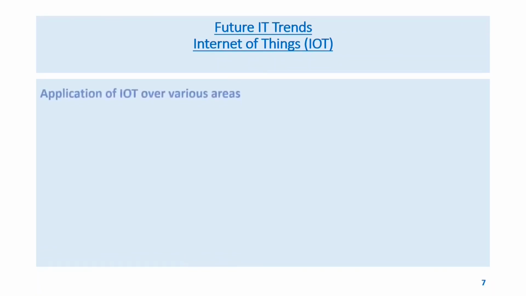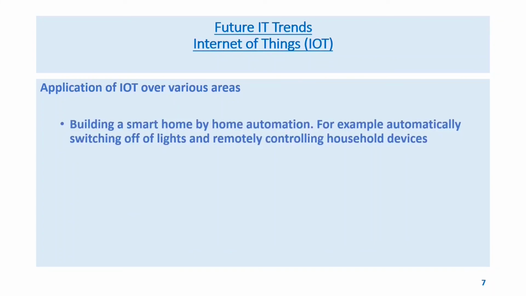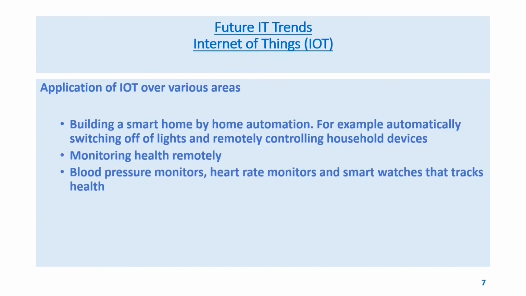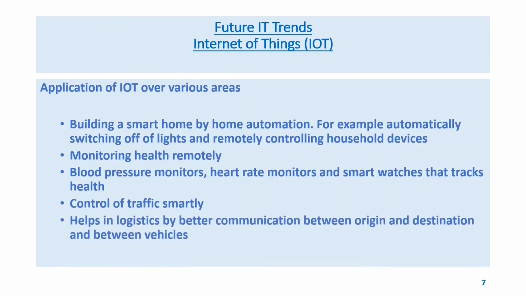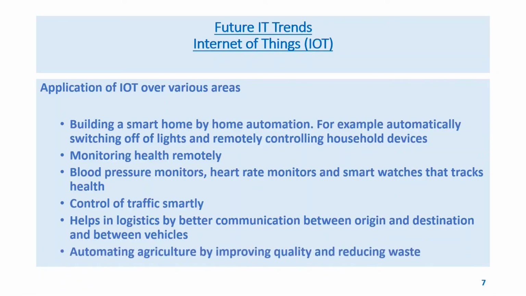Application of IoT over various areas. In building a smart home by home automation, for example, automatically switching off of lights and remotely controlling household devices. Monitoring health remotely. Blood pressure monitors, heart rate monitors and smart watches that track health. Control of traffic smartly. Helps in logistics by better communication between origin and destination and between vehicles. Automating agriculture by improving quality and reducing waste.